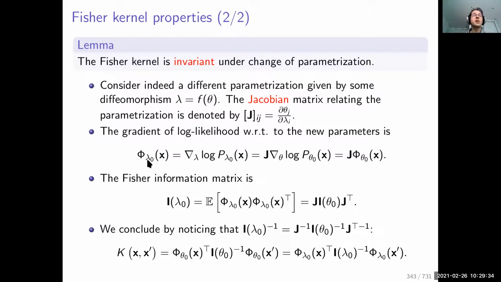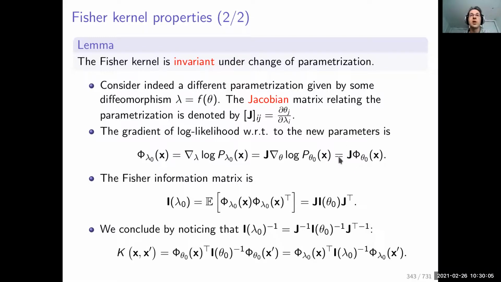Let us simply look at the relation between the Fisher score with respect to lambda and the Fisher score with respect to theta. It's very easy to do. We use the definition of the Fisher score and apply the chain rule. What we get is the Jacobian matrix times the Fisher score with respect to theta 0. That already shows that the Fisher score is not invariant to this reparametrization, because we have this Jacobian matrix.